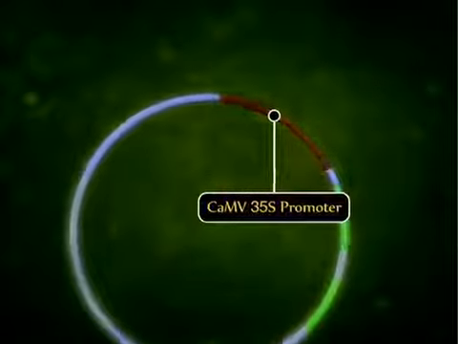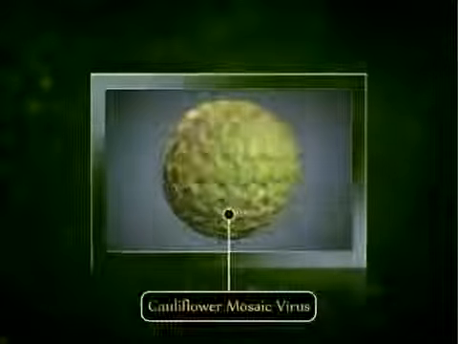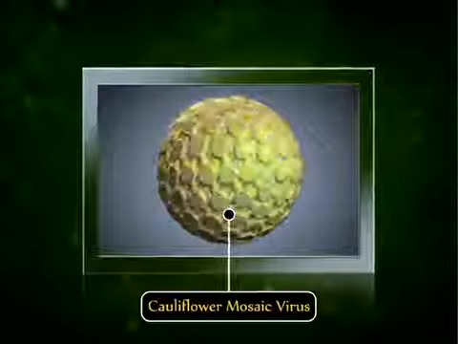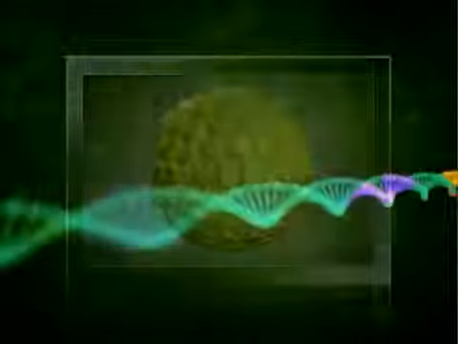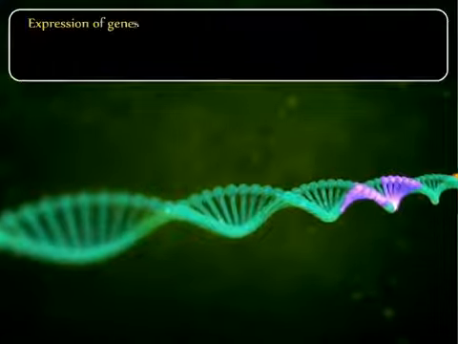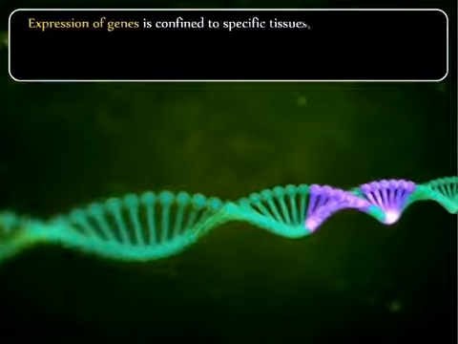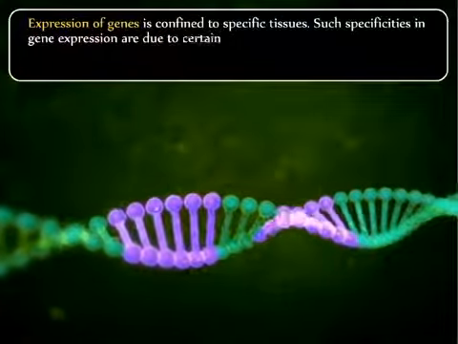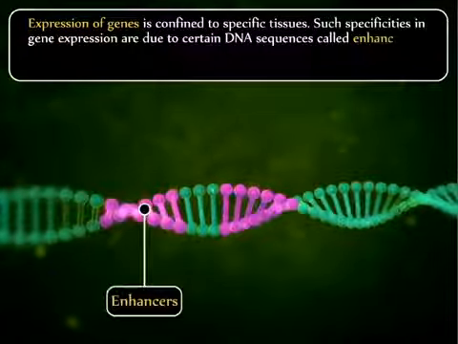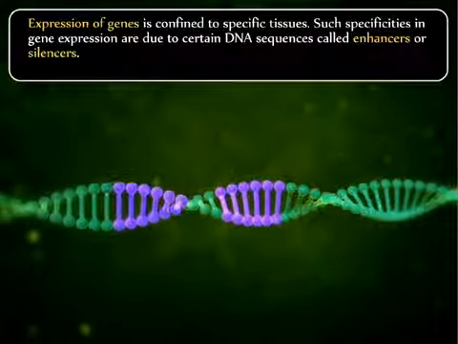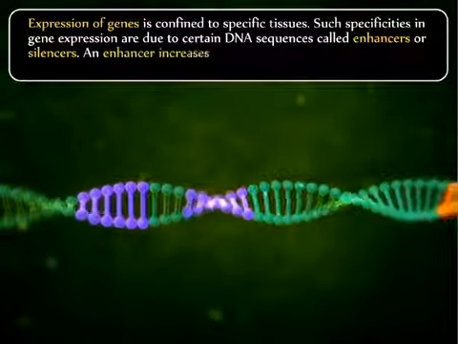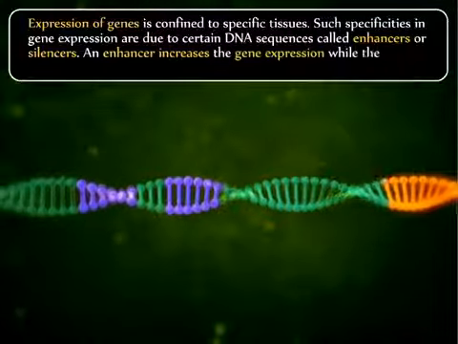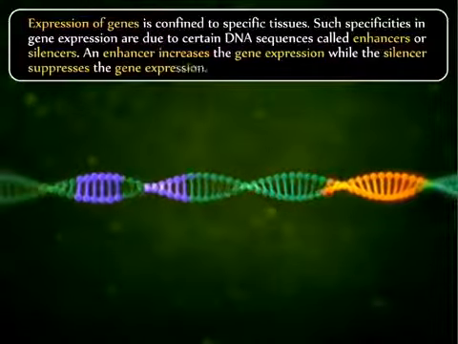The most commonly used promoter is CaMV35S from the cauliflower mosaic virus, which generally results in a high degree of expression in plants. Expression of genes is confined to specific tissues. Such specificities in gene expression are due to certain DNA sequences called enhancers or silencers. An enhancer increases the gene expression, while a silencer suppresses the gene expression.